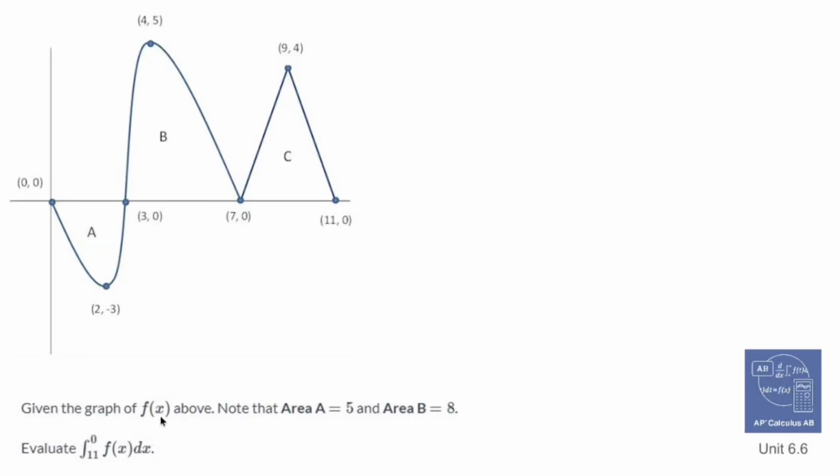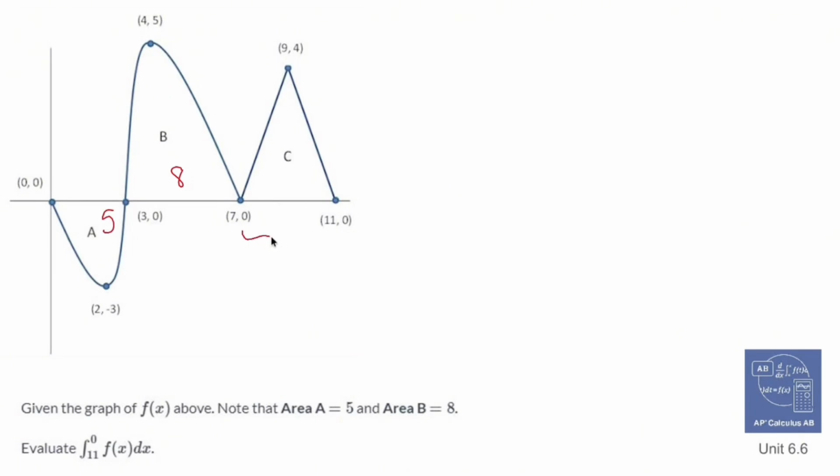Given the graph of f of x above, note that area A is 5, B is 8. So you are 5, you are 8. We care about stuff between 11 and 0. Seems kind of backwardsy. I'll deal with that in a minute. We don't know the area of C. Well, that stinks.